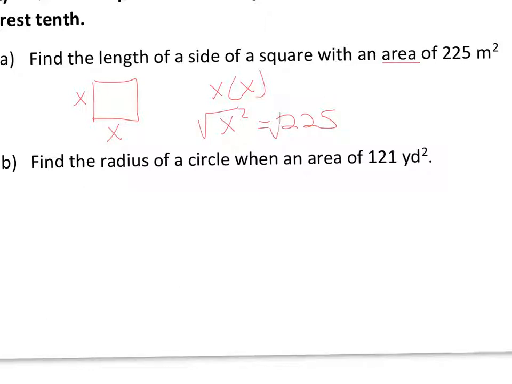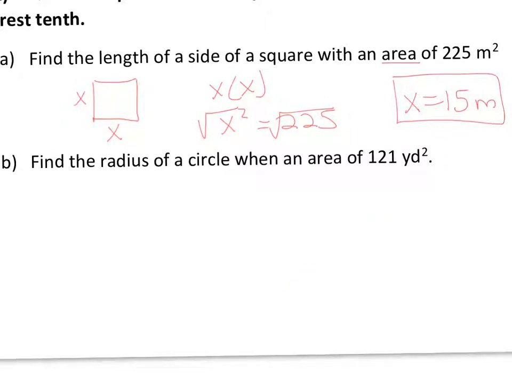So now square root both sides. When you square root 225, you end up with 15. So x equals 15 meters. If I come back over here, I would be putting 15 in here and 15 in here. So you have a 15 by 15 square.